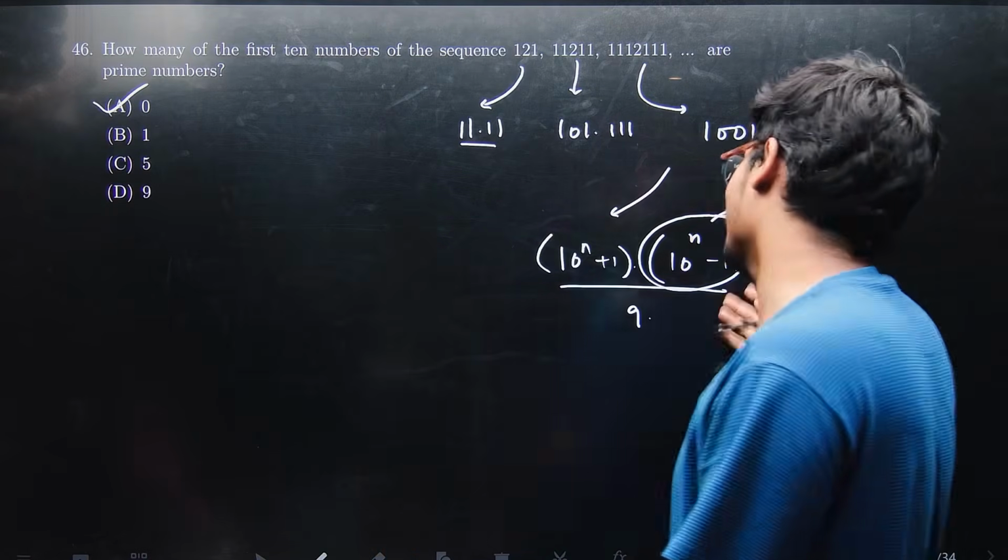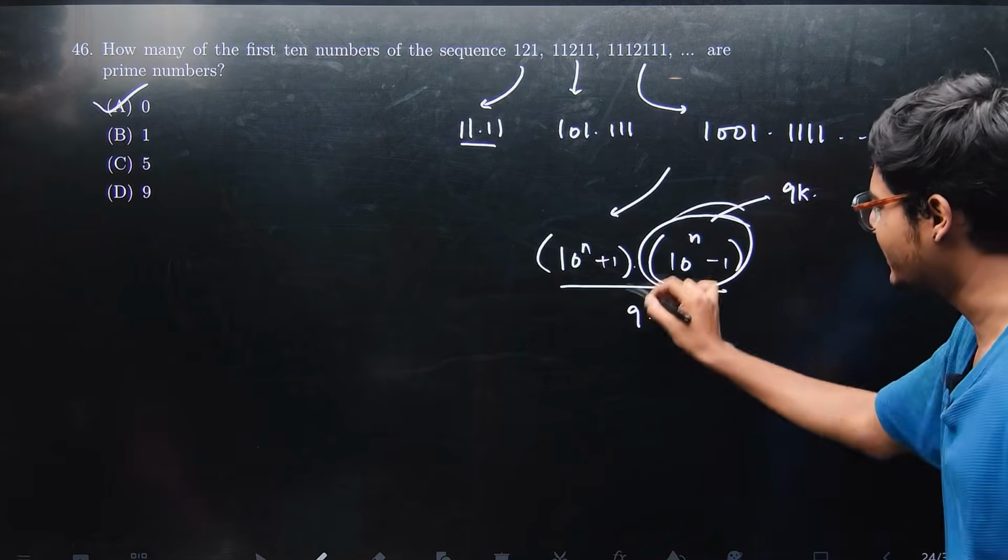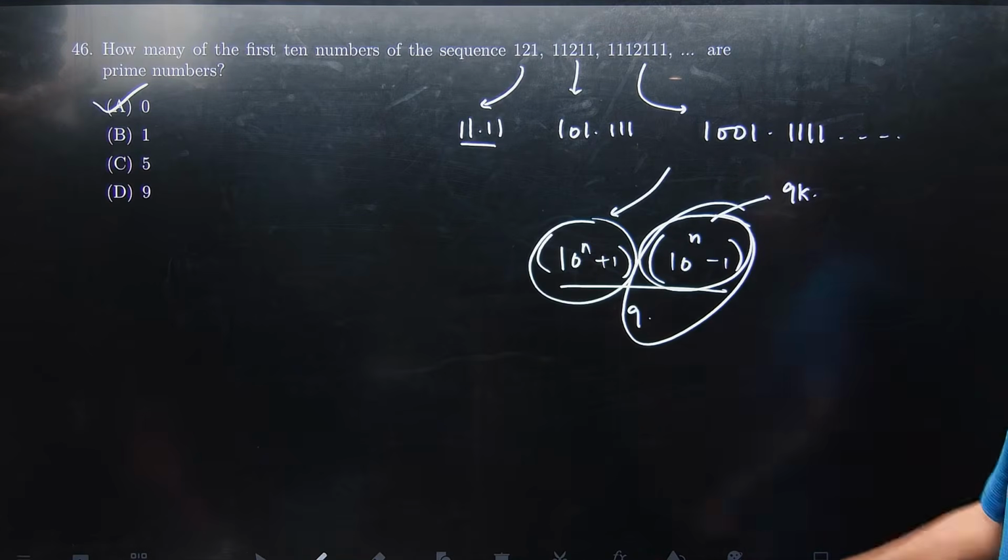We don't even have to go further, okay? It's just the product of two quantities. This is an integer, this is an integer, right? Product of two integers, which means it can't be a prime, okay? So number of primes is equal to 0.